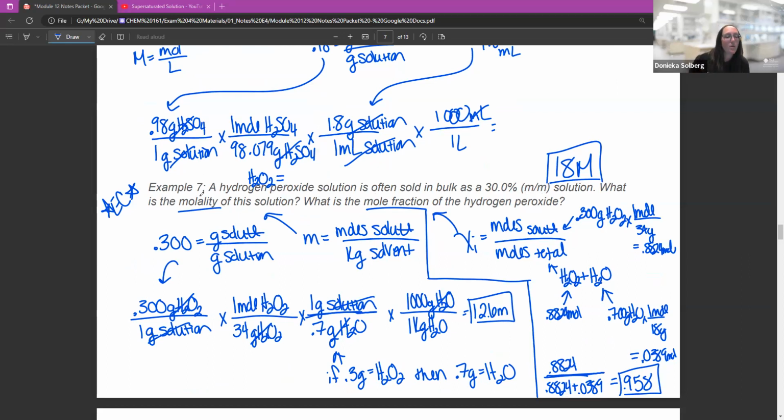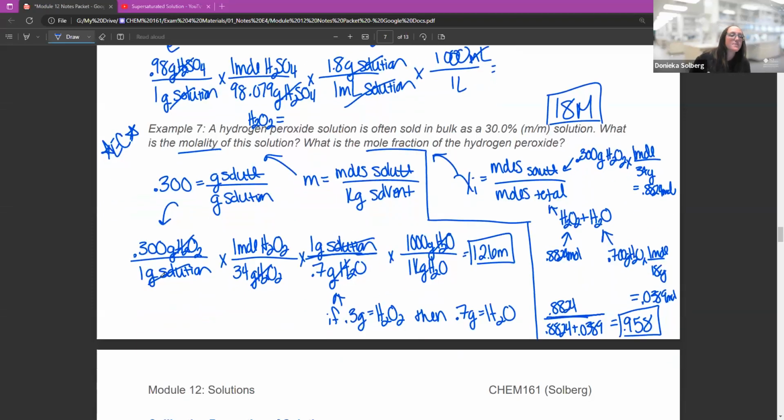So this is what is the molality. So I have 30%, which is 0.3. That means there's 0.3 grams of solute per 1 gram of solution. So I started here with that. Now I need to get from grams of solute per gram of solution to moles of solute per kilogram of solvent. So I have to do a little thinking here. I started with this unit. Now I went ahead and converted this into moles because I just need it to be moles of solute instead of grams. So I used the molar mass of hydrogen peroxide.